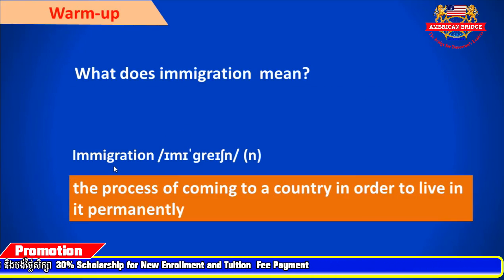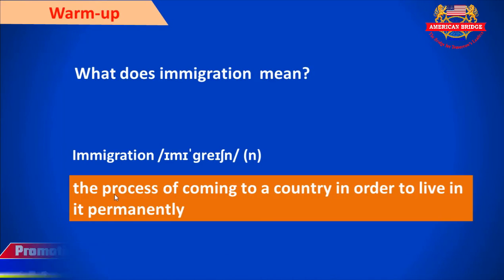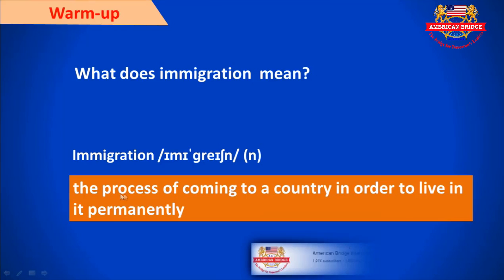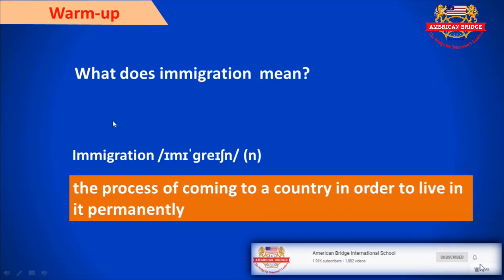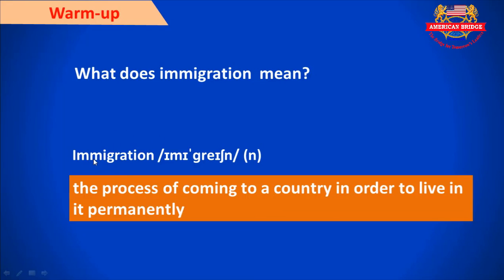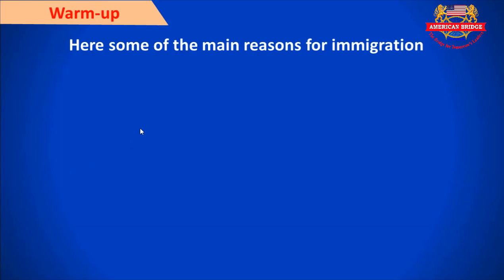Now we move to our lesson today, which is about immigration. So what does immigration mean? Immigration is the process of coming to a country in order to live in it permanently, not temporarily. And you know that people, we can say refugees, move from one country to another based on particular reasons. So here are the reasons that you are going to see, and how they move.